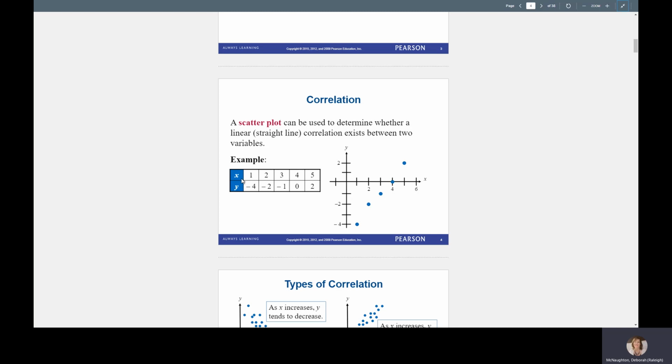So here's an example. Our data consists of the ordered pairs (1, -4), (2, -2), (3, -1), (4, 0), and (5, 2). When we graph these, here's (1, -4), (2, -2), (3, -1), (4, 0), and (5, 2). Remember, this is our x-axis, this is our y-axis, and this is how we graph an ordered pair in the coordinate plane.